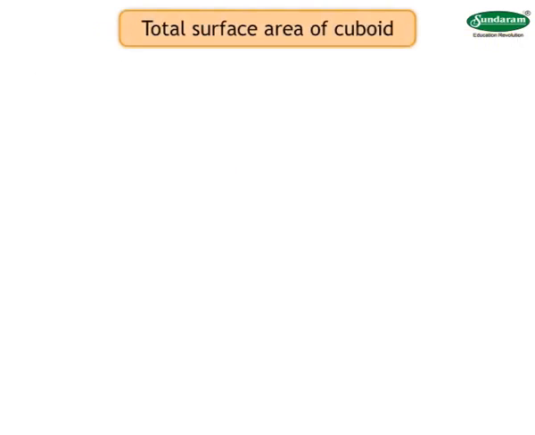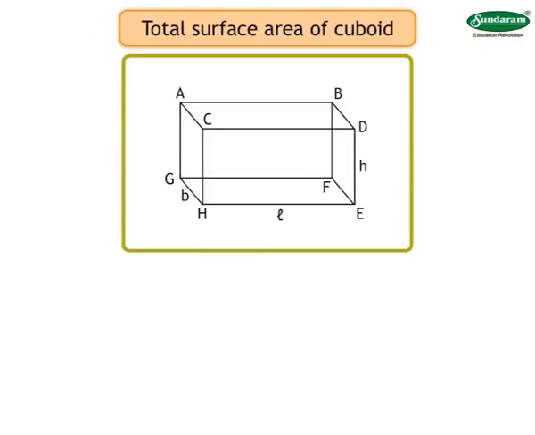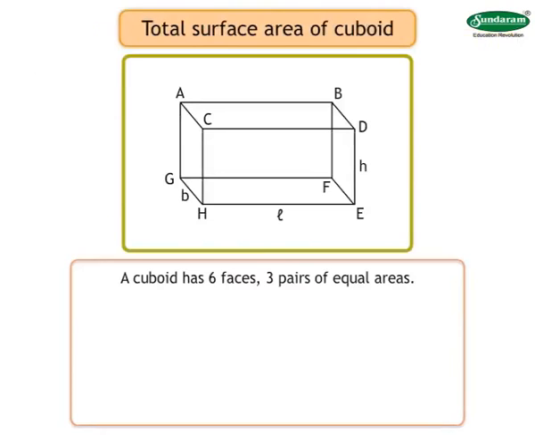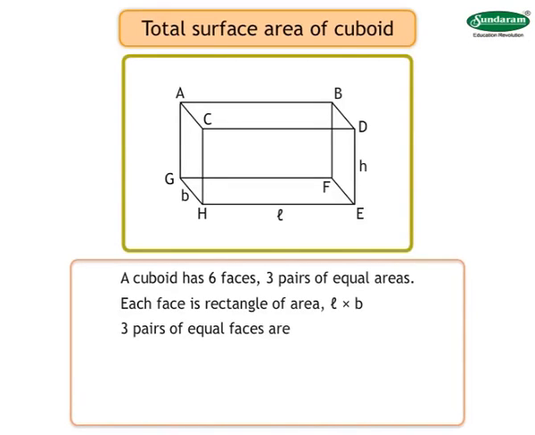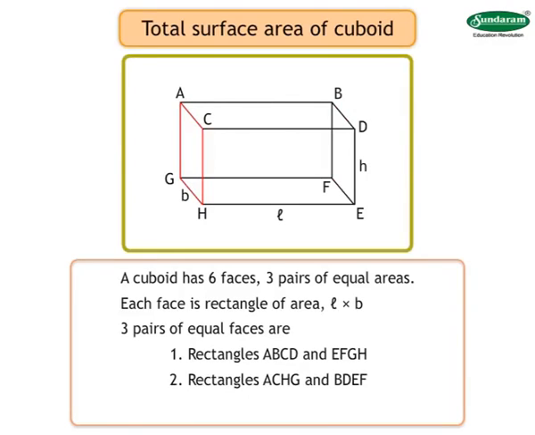Let us study the total surface area of a cuboid. A cuboid has 6 faces, 3 pairs of equal areas. Each face is a rectangle of area length into breadth. The 3 pairs of equal faces are: 1. Rectangles A, B, C, D and E, F, G, H. 2. Rectangles A, C, H, G and B, D, E, F. 3. Rectangles C, D, E, H and A, B, F, G.